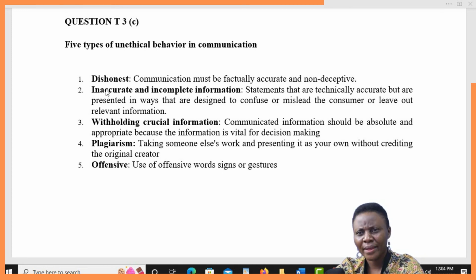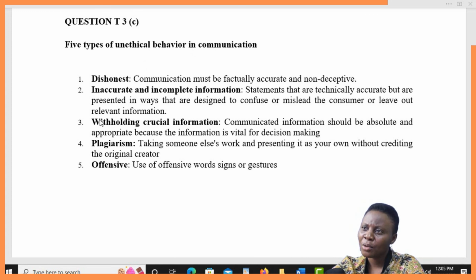As you can see, they are very on point, direct and straightforward. Being dishonest. Communication must be factual, accurate, and non-deceptive. So you should not lie, you should not deceive others. You should give just true and accurate information. And then also inaccurate and incomplete information can be unethical. Giving inaccurate information, knowing deep down in your heart that it's not correct, and going ahead to relay it, is also unethical. And then withholding crucial information, knowing that it may result in huge losses in the company, but still going ahead and withholding it, can also be termed unethical behavior.